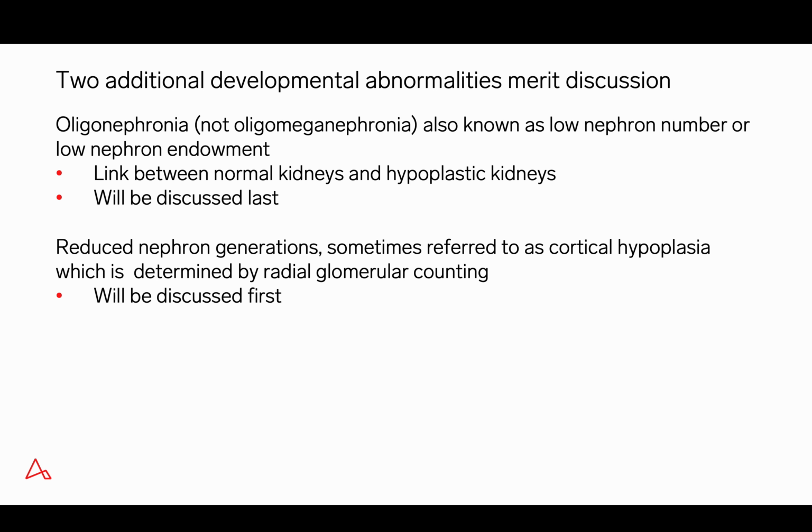There are 2 additional developmental abnormalities that fall into this general category of hypoplasia. One is oligonephronia, not to be confused with oligomeganephronia, also known as low nephron number or low nephron endowment. And it, I believe, is the link between normal kidneys and hypoplastic kidneys. I will discuss this last. In addition, I'd like to first discuss reduced nephron generations, which is sometimes referred to as cortical hypoplasia, and this is determined by a process called radioglomerular counting, and I will discuss that first.